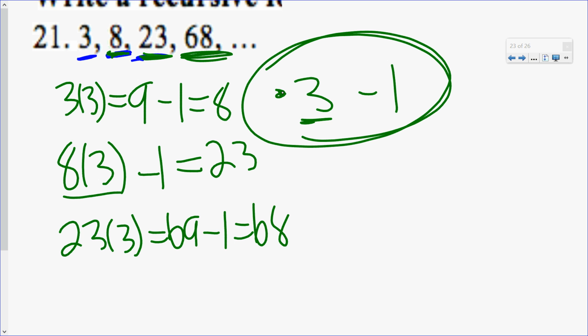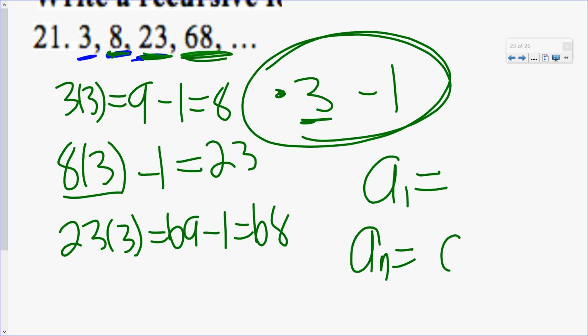So this is my rule. I'm multiplying by 3 and then subtracting 1. Now, how do I write that? Well, it has to be recursive. So recursive: a_n equals 3 times a_(n-1) minus 1. A_1 is 3.